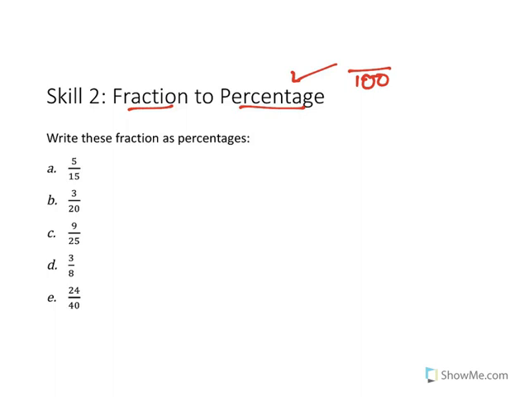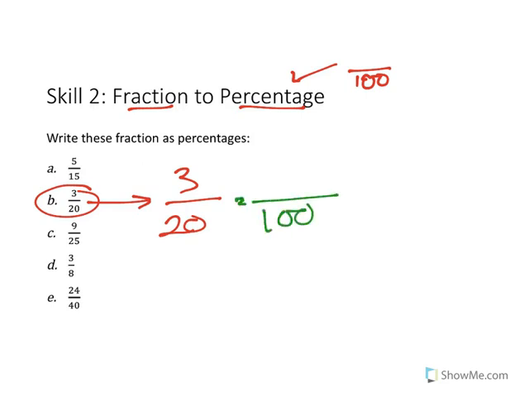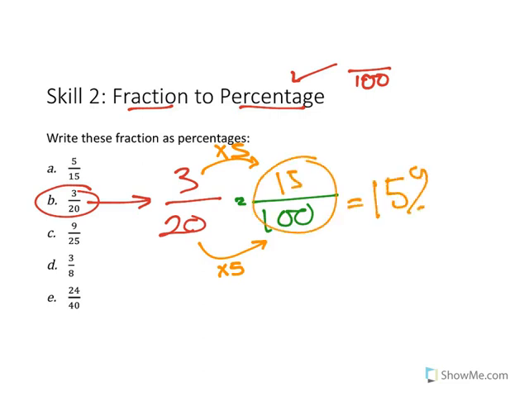So if we look at example B, my goal is to turn that 20 into 100. So if I put a denominator of 100 underneath, then I can think to myself, what do I have to multiply 20 by to get 100? Well, I have to multiply it by 5 to get 100. So if I do the same thing here, that means I will get 15 out of 100, which is automatically 15%.